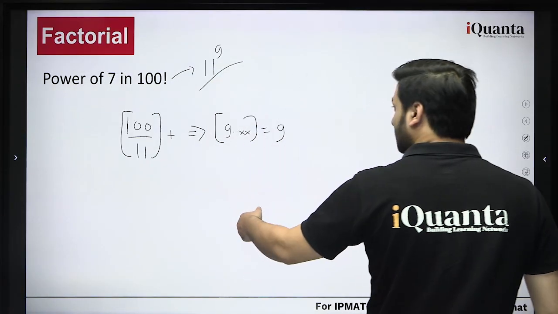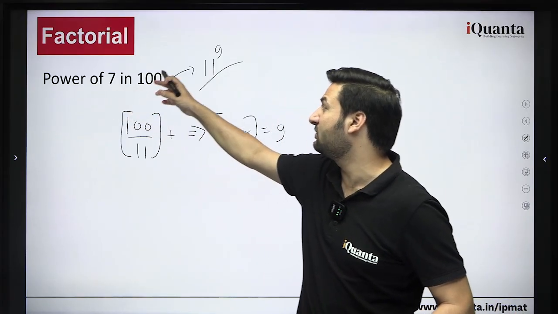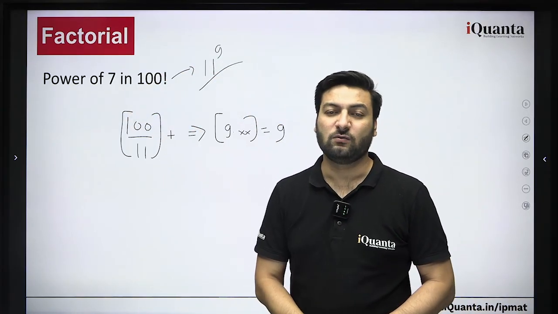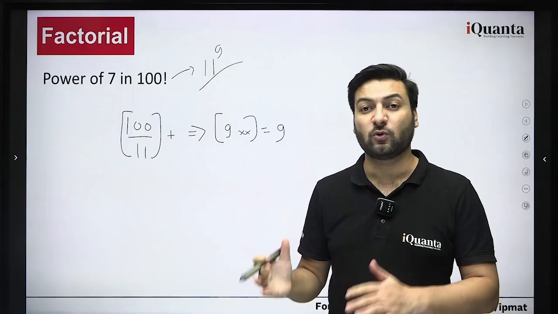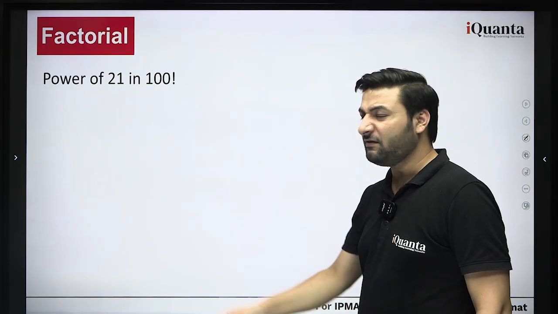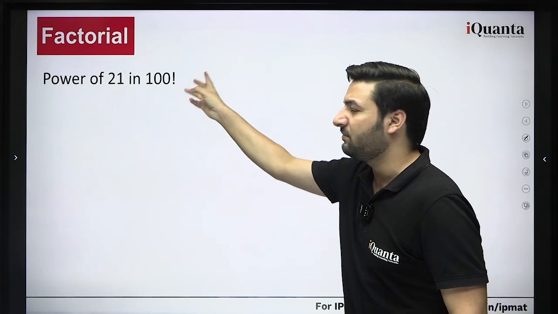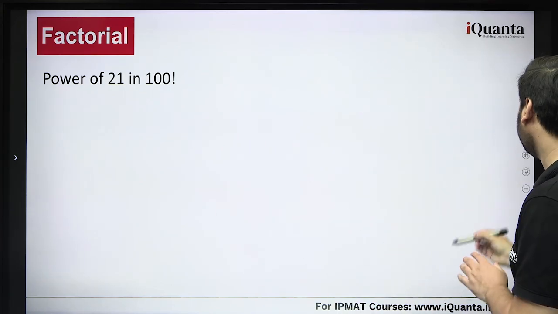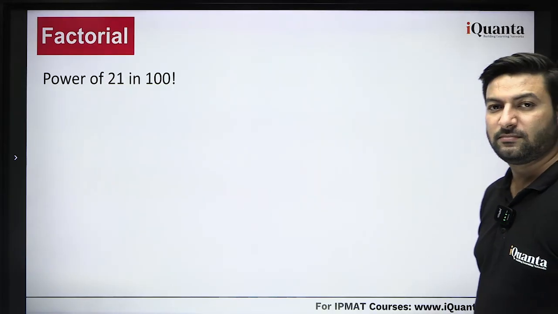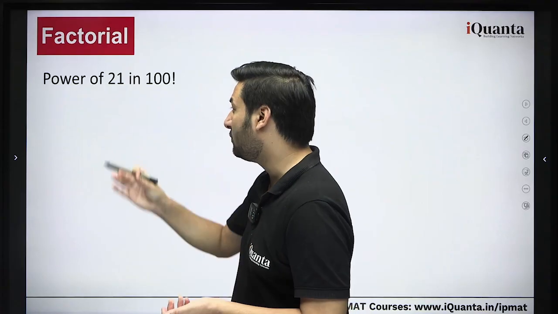But what if they ask me the power of 12 in 100 factorial? Because 12 is not a prime number. 7 was a prime number, 11 was a prime number. What about 12? 12 is not a prime number, so the approach for 12 will be different. But before that, we have another question. This is also a question related to the power of a non-prime number in 100 factorial. Is 21 a prime number? No. 21 has 4 factors, 1, 3, 7, 21. It's not a prime number.